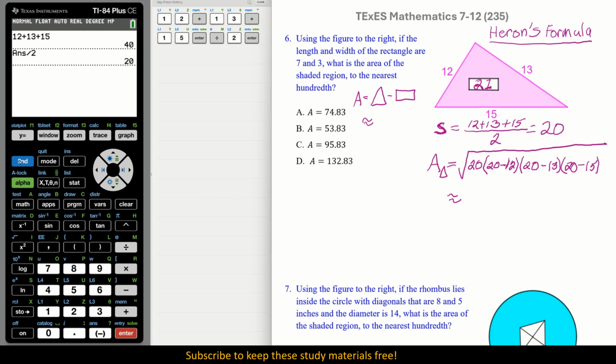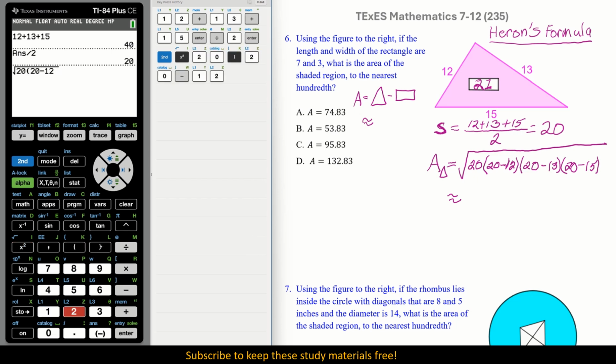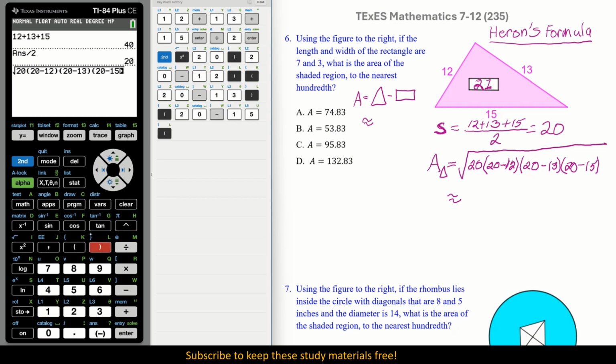Okay. Under the square root, we have 20. In parentheses, 20 minus 12. And yeah, I could do some of this in my head. But when you're testing, don't risk it. I've learned my lesson. You think you did things right, and you didn't because you get tired. So 20 minus 15.